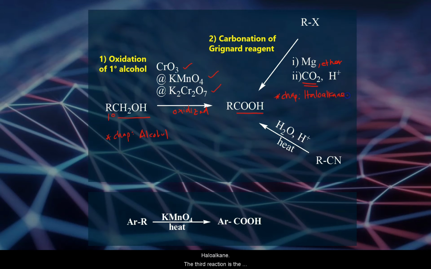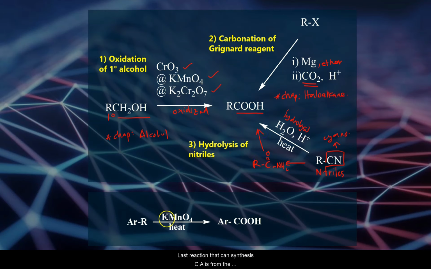The third reaction is the hydrolysis of nitriles. In this reaction, nitriles will react with water in acidic medium in the presence of heat. The hydrolysis of nitriles, which are organic molecules containing a cyanyl group, leads to the carboxylic acid formation. The mechanism for these reactions involves the formation of an amide followed by the hydrolysis of the amide to the acid.